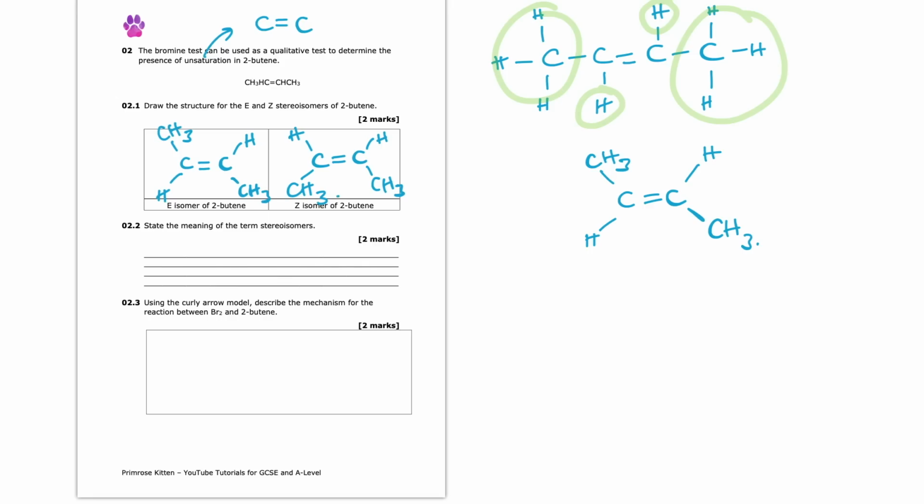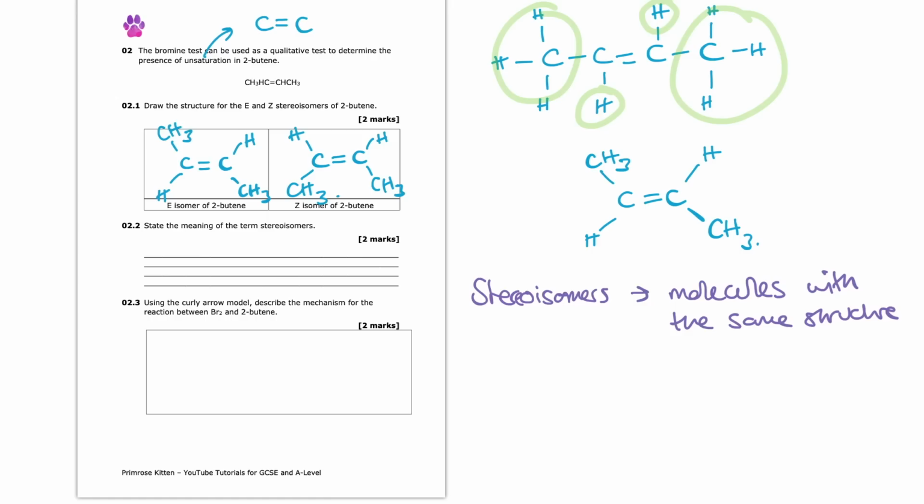Next, we want to state the meaning of the term stereoisomers. So this definition, not only is it good to know for these questions, but also just for your understanding of what a stereoisomer is. A stereoisomer is a set of molecules that have the same structural formula but whose atoms are arranged differently in space. So here, if I was to define stereoisomers, I would say that they are molecules with the same structural formula, so molecules with the same structure, but with a different arrangement in space.